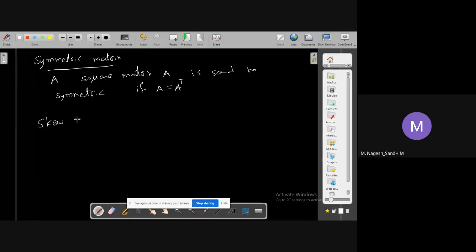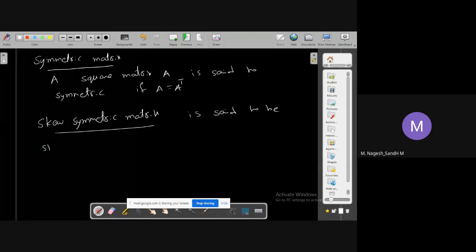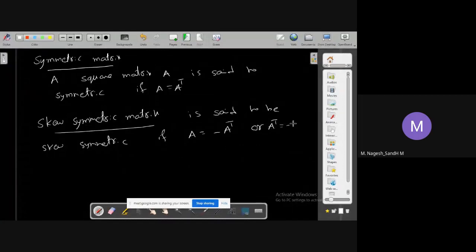Next, skew symmetric matrix. A square matrix capital A is said to be skew symmetric if A equal to minus A transpose, or you can say A transpose equal to minus A. So symmetric means A equal to A transpose, and skew symmetric means A equal to minus A transpose.